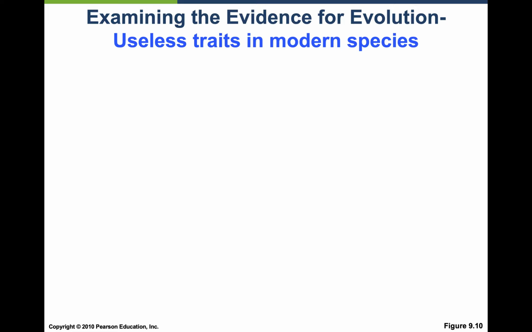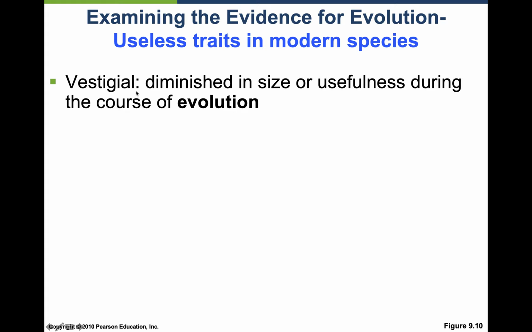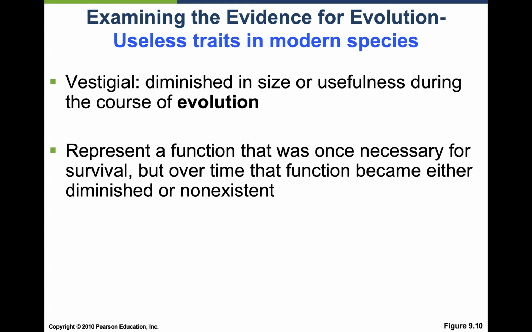All right. Now there are useless traits in modern species as well. These are what we call vestigial traits. They're diminished in size or usefulness during the course of evolution. So it doesn't mean that there is absolutely no use for them, but it means that they either do not have a use anymore and they are useless, or they have a very diminished use compared to what they used to have. So they're kind of represented that it was once functional and necessary for survival, but over time that function became either diminished or non-existent.